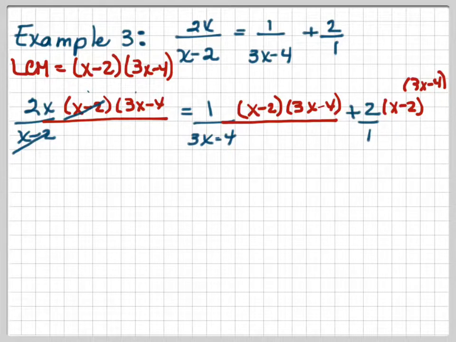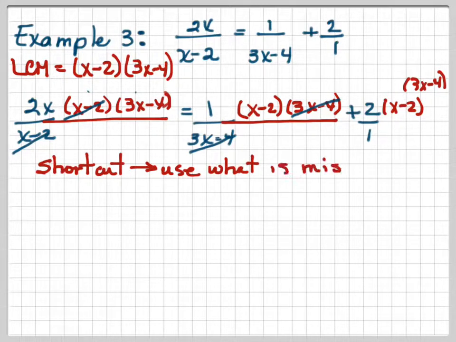And I think we will go ahead and put that on there. Equals, the 3x minus 4's cancel out. Okay, and in the last one I need both of them.